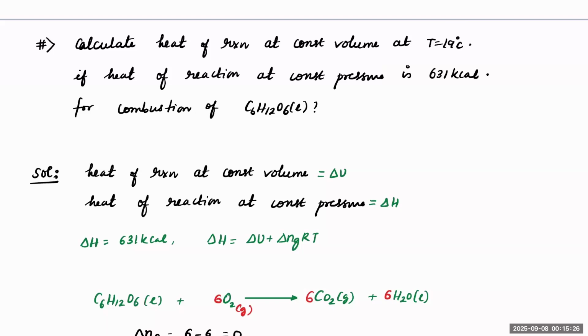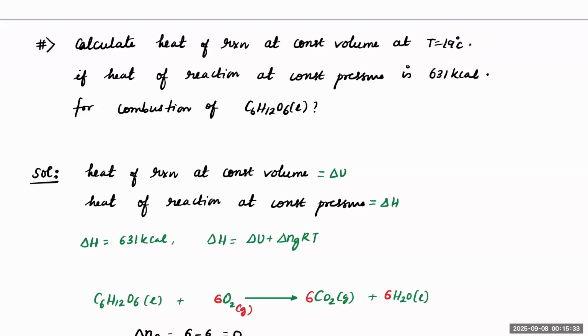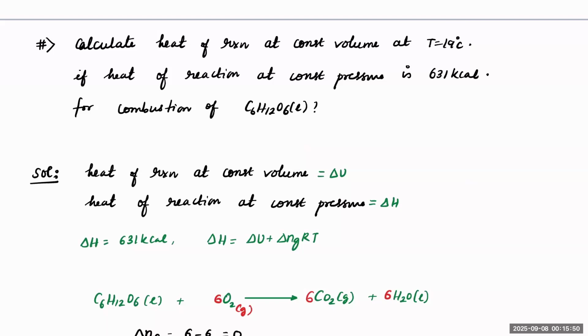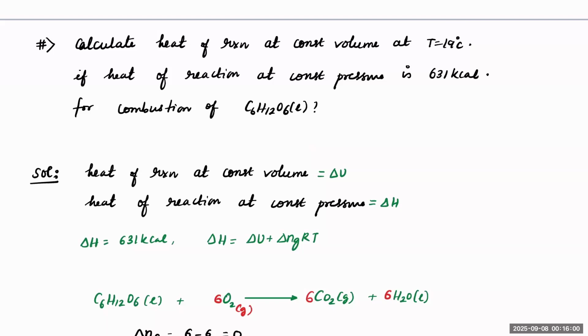Now the first thing you need to understand is that if there is heat released at constant volume, okay, remember at constant volume there is no work done. So the heat released at constant volume will only change internal energy. Is that clear? So heat released at constant volume means delta U, or directly hints towards delta U. Similarly, heat released at constant pressure hints at delta H. So both things you need to understand, delta H and delta U. Once again.